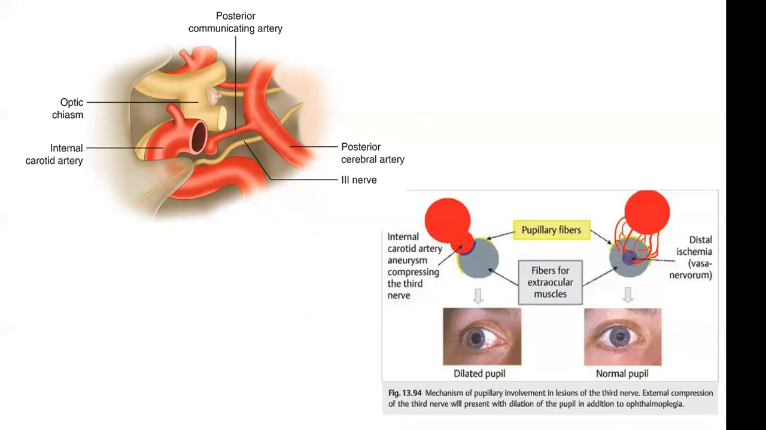Another cause of isolated third nerve palsy is diabetes and hypertension. This was also called a medical third nerve palsy.